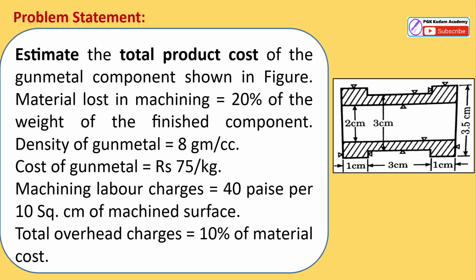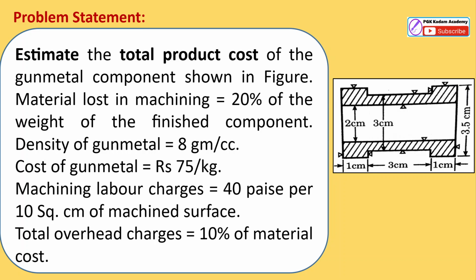Friends, you can see what the problem statement is. Estimate the product cost of the gunmetal component as shown in the figure. You can see here in the figure, this is the sectional view of the gunmetal component, a bush. Material lost in machining is 20% of the weight of the finished product, the final product weight. Density of gunmetal is 8 gram per cc. Cost of gunmetal is rupees 75 per kg. That is the rate of gunmetal.